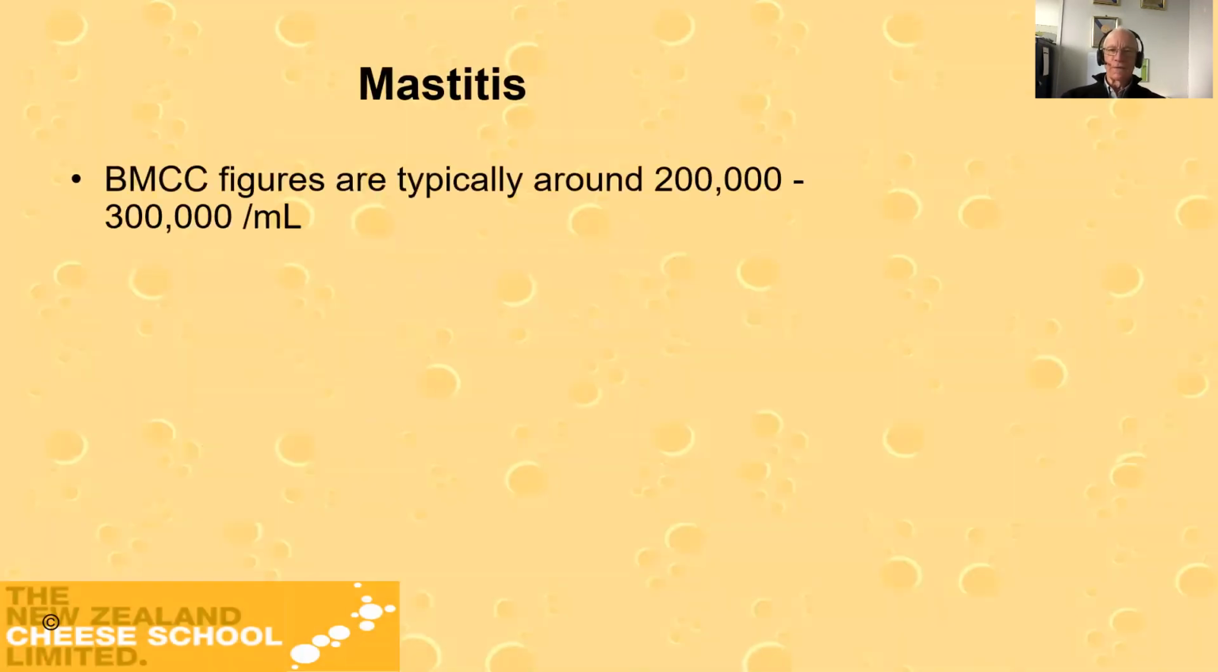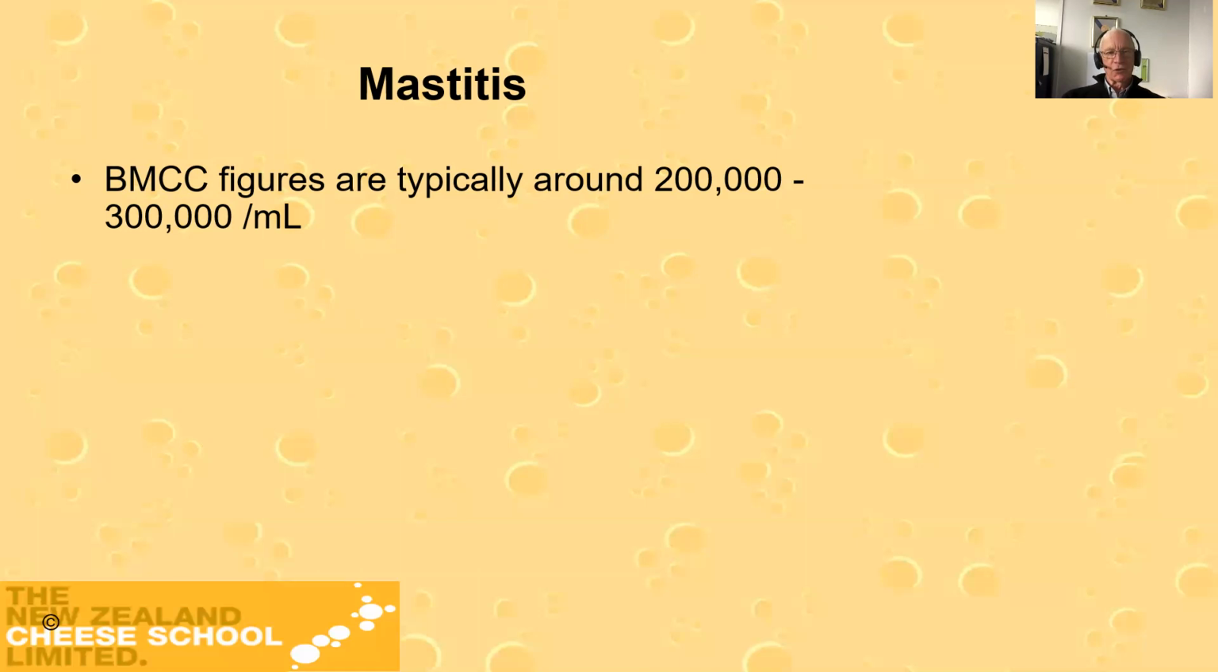So normal figures of healthy cows are around 200 to 300,000 somatic cells per mil. That's a combination of white blood cells and the cow's body cells. And that is quite normal. You may have an exceptionally low level of 10,000 or 20,000, or even less than 100,000 is quite good. But this is a standard sort of level.